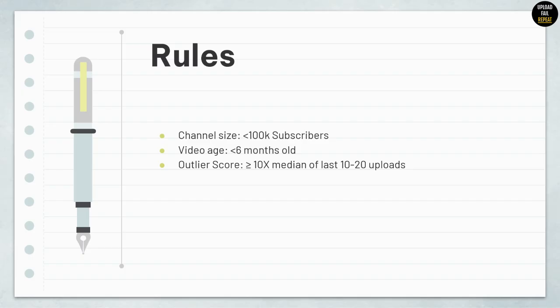Outlier score is calculated very simply, and it has to be more than 10 times the median of the last 10 to 20 uploads. So it needs to be a good sample size. I don't want to analyze news or trending topics because they would skew the analysis. And the video needs to be long form, more than 5 minutes, so not a short, essentially.